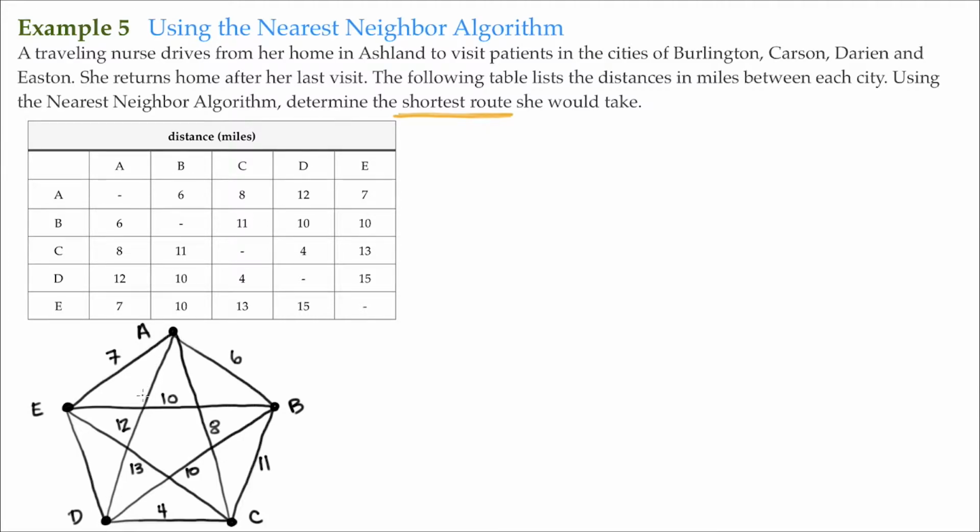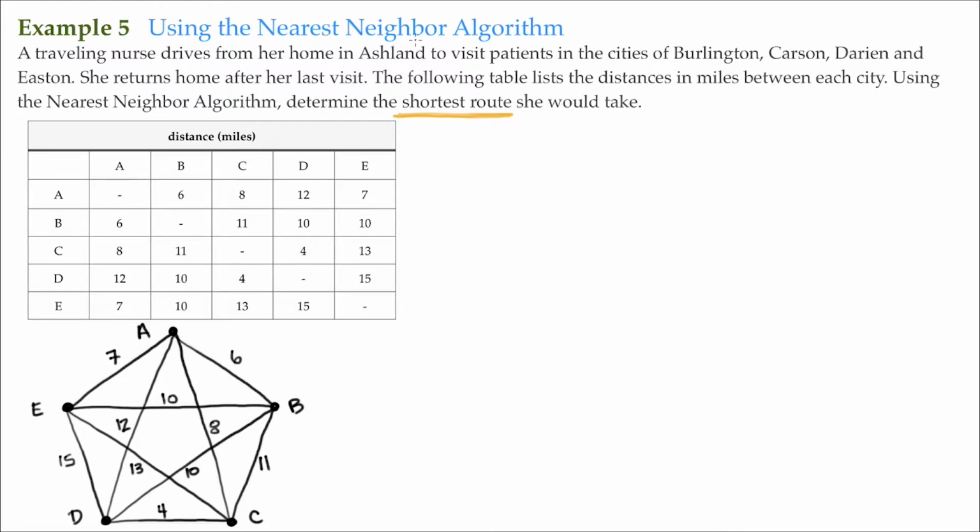Darien to Ashland is covered. Up to Burlington here. Carson here. So then Darien to Easton. Here it is right here. That's 15 miles. And I think we got them all. So here is our complete weighted graph that represents this scenario.